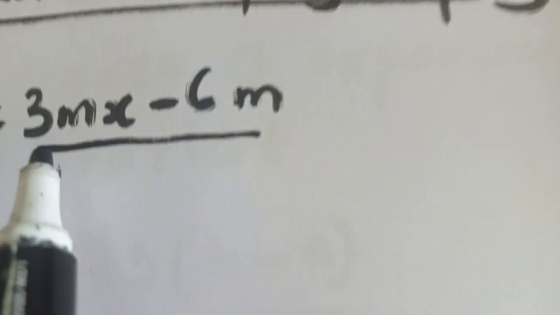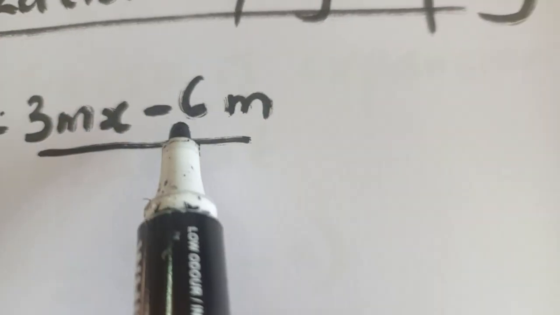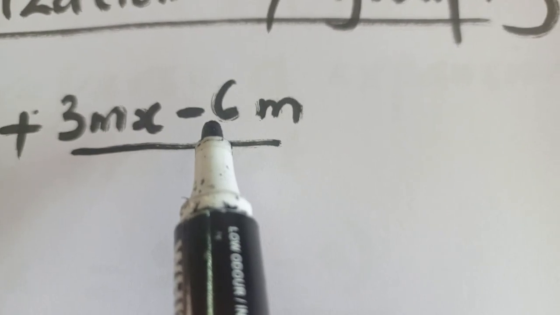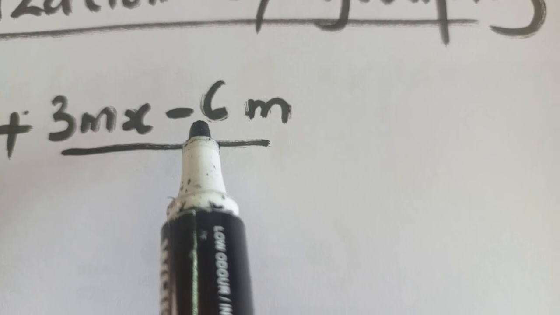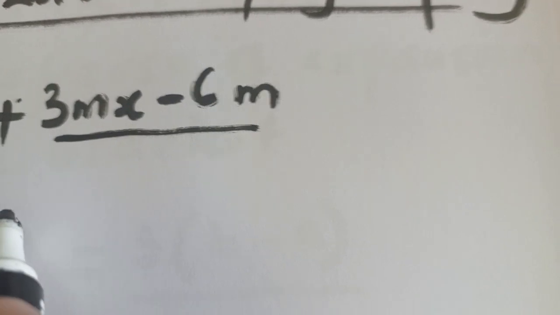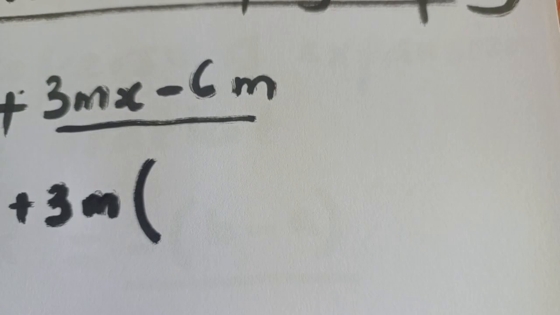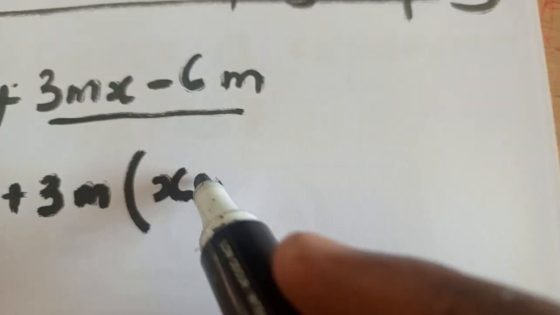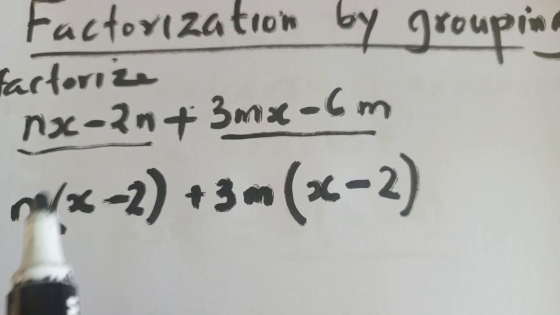So in this case, we have 3mx minus 6m. Are you able to see the two common factors? Yes, 3 and m. So in this case, we'll have plus 3m, then in there, we remain with x, and then minus 2.